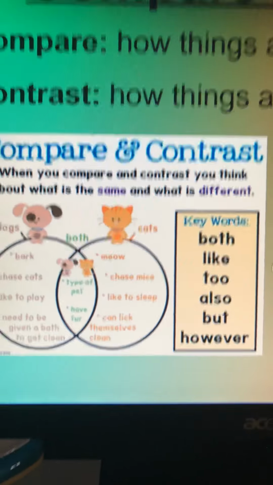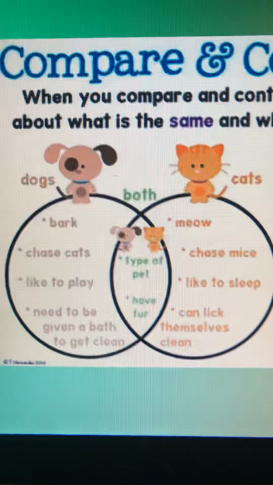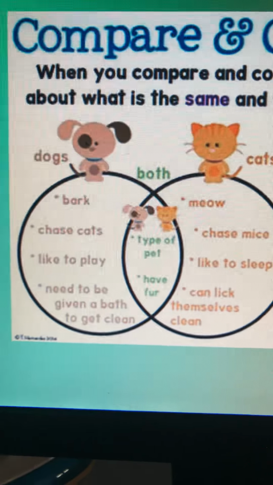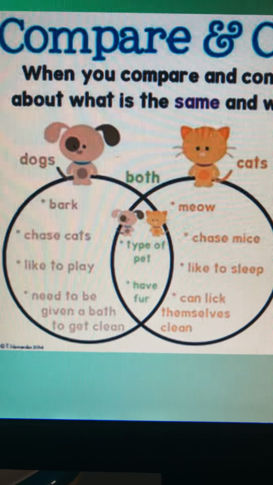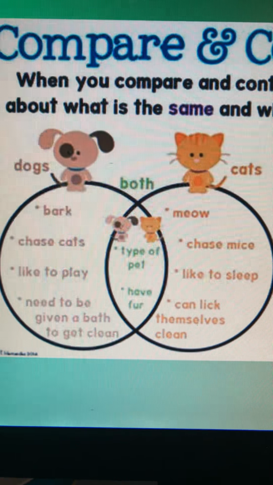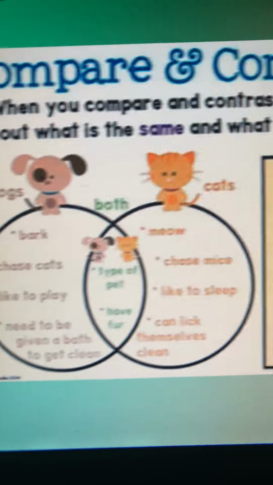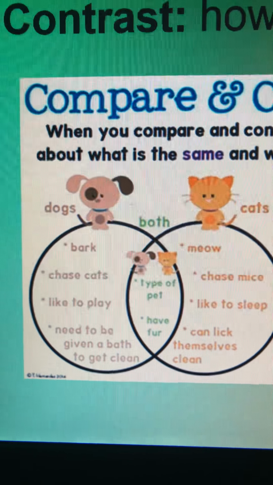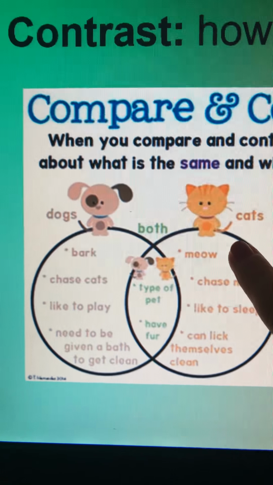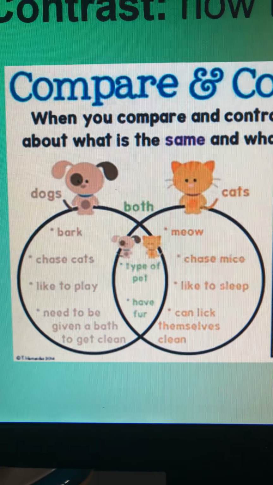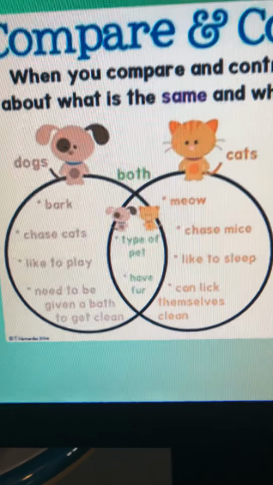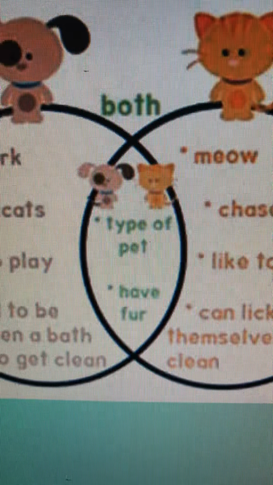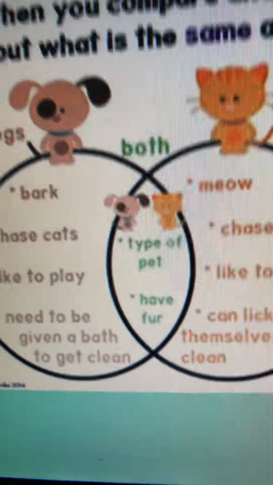If you look at the visual down here at the bottom, here is a Venn diagram. Over here on the side, we have what is true of dogs. Dogs bark, they chase cats, they like to play, and they need to be given a bath to keep clean. Then we look over here at cats. We're going to contrast dogs and cats. Cats meow, they chase mice, they like to sleep, and they lick themselves clean so they don't have to have a bath. And then in the middle we're comparing.